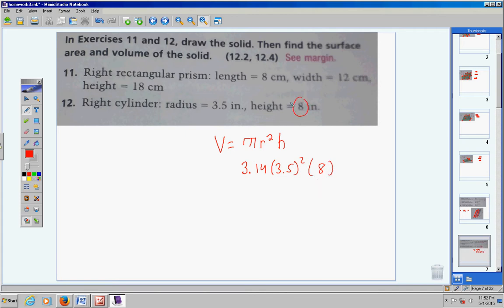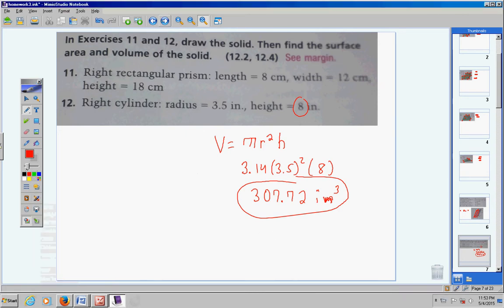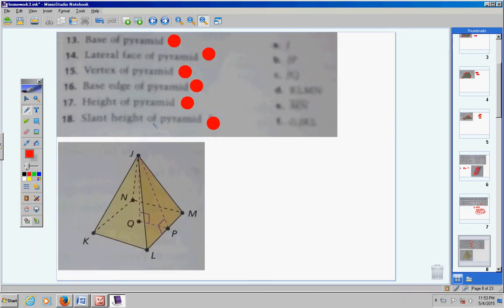So with my calculator very quickly, I'm getting 307.72. 307.72, and that would be cubic inches. Cubic inches because we're dealing with volume. Okay, students, moving on. That is the correct answer, so moving on. Numbers 13 through 18.